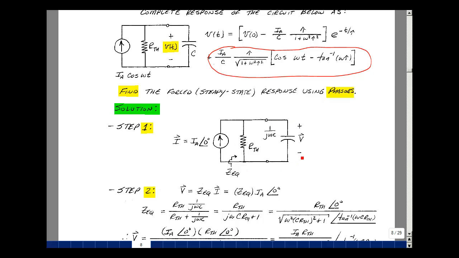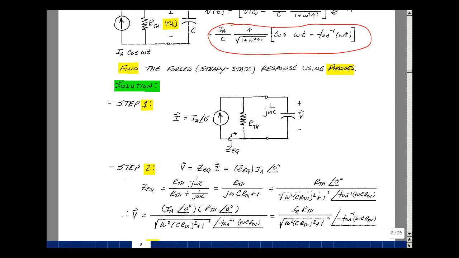So let's find the parallel combination of these two impedances, and then we'll pump that current into it and get the voltage V. Okay, so V is then equal to Z equivalent, which is the impedance between these two input terminals, and we'll multiply that by the current I. All right, what's the equivalent? Well, it's this R and C in parallel. So it's R Thevenin multiplied by 1 over j omega c over R Thevenin plus 1 over j omega c.